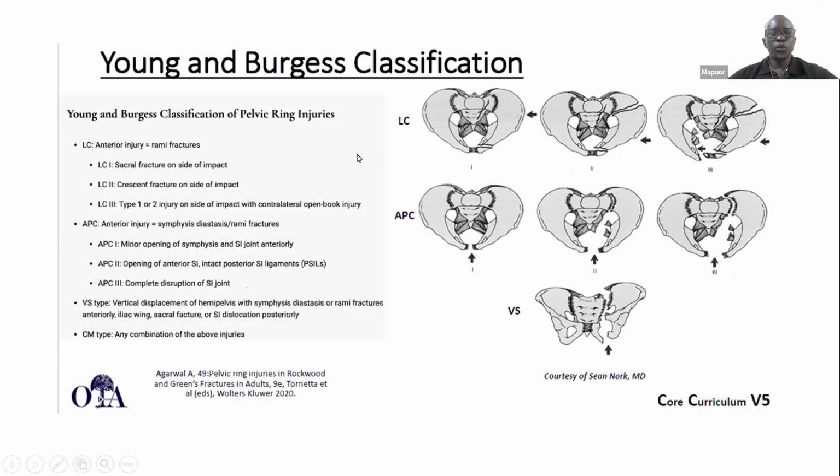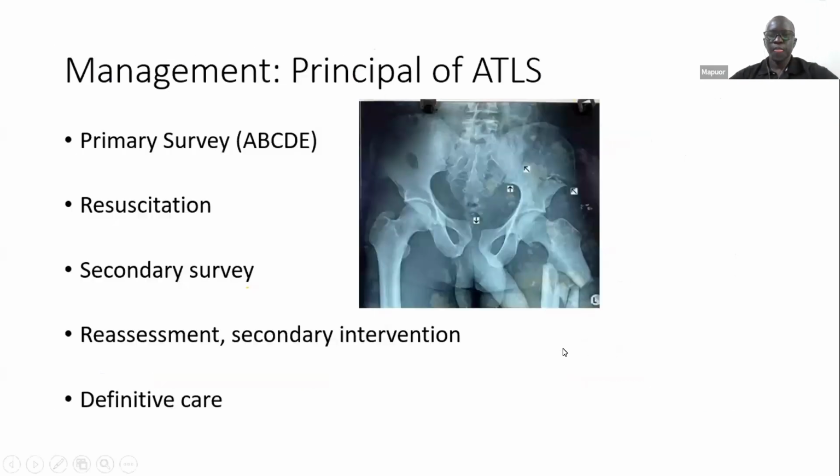So the LC1 is a sacral fracture on the same side. The LC2 is a crescentic fracture on the same side of the injury. And the LC3 is a combination of 1 and 2 plus the contralateral open book pelvic fracture. The second row is the anteroposterior compression injury. And the third is the vertical shear, which you can see here.